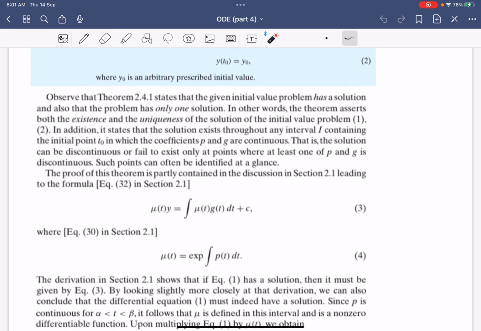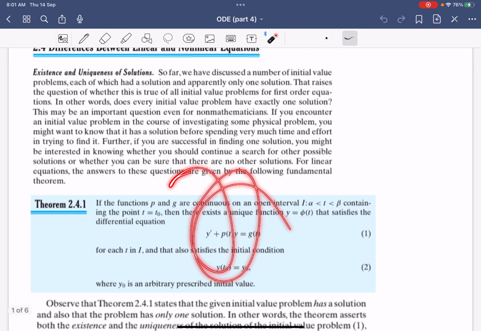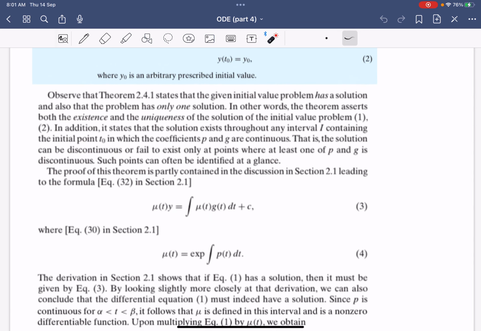So the solution of this can be discontinuous or fail to exist when at least P or G is discontinuous. So this doesn't work when you know that P or G is discontinuous at a certain point.